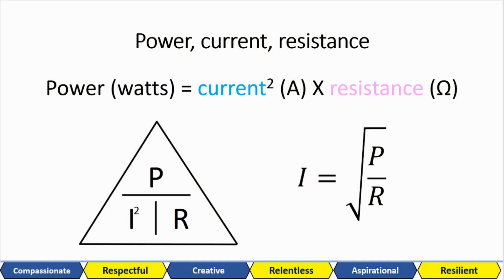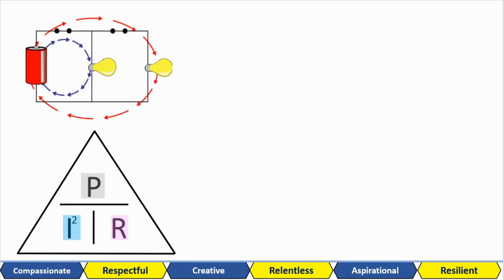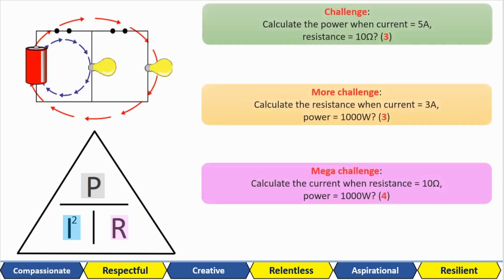I know it looks a little bit wild, but it's really not that bad. Power goes on top of our equation triangle. Current squared is at the bottom, along with resistance. This means that if you're asked to calculate the current from the resistance and the power, you will need to work out the square root of the power over the resistance. Alright then. Have a go at these challenge questions.